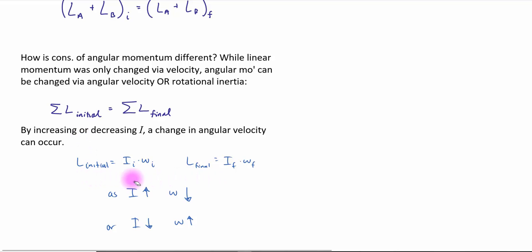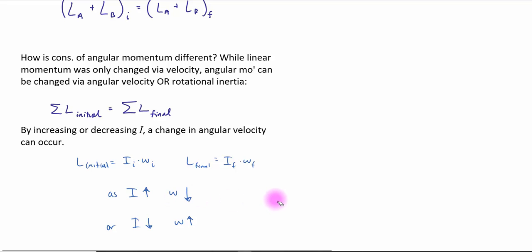So if I have written out here, the initial angular momentum can be I initial multiplied by omega initial, and the final angular momentum for a single particle or object can be I final times omega final. If the I value increases, so mass gets further away from the pivot point, omega will decrease like we saw with that professor. And if the I value decreases, then the omega value should increase. And these will be proportional to each other. So if I doubles, omega would be cut in half.